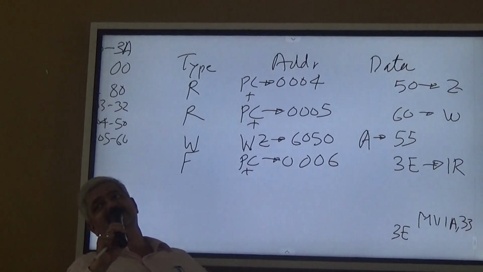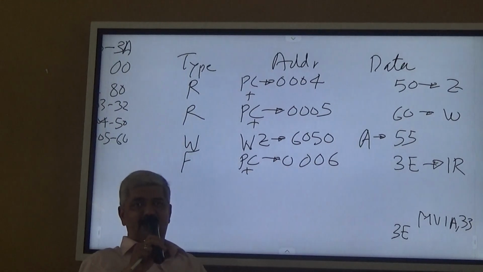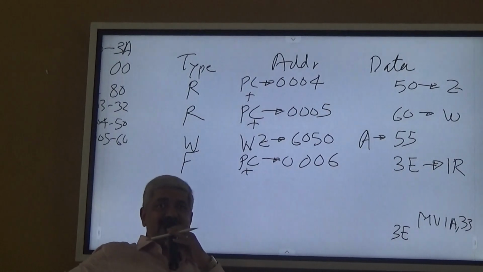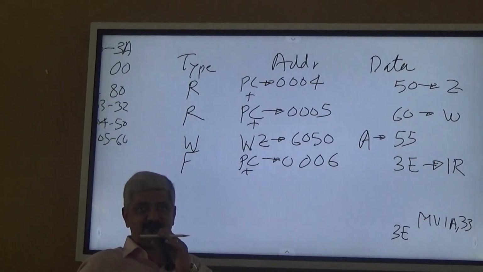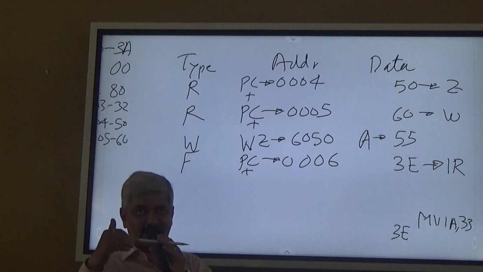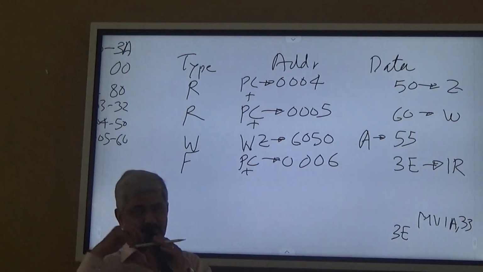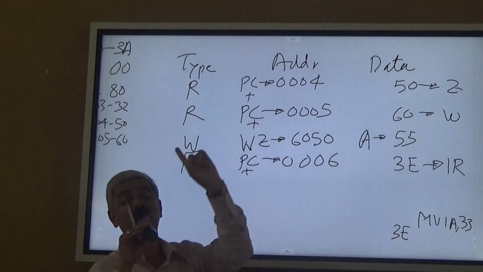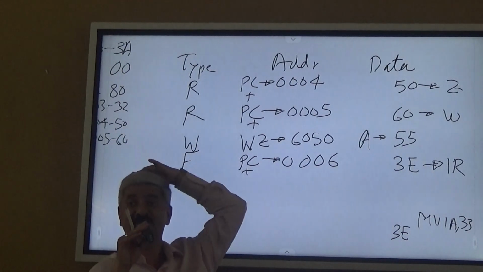Like that there are various MVIs. Move one, MVI A, MVI B, MVI C. For each register there is one instruction which makes it possible for the programmer to initialize the given register with the value which he wants. So MVI A, 3E goes to instruction register. So there it comes to know that it is how many byte instruction?